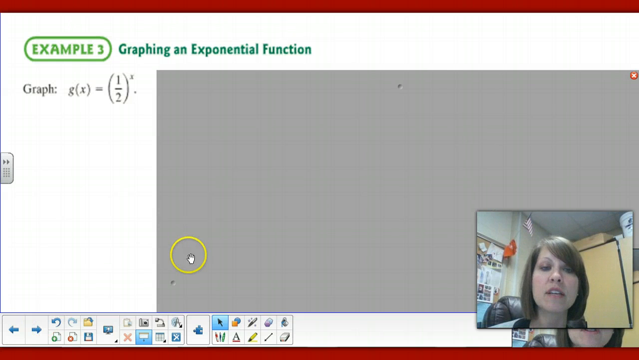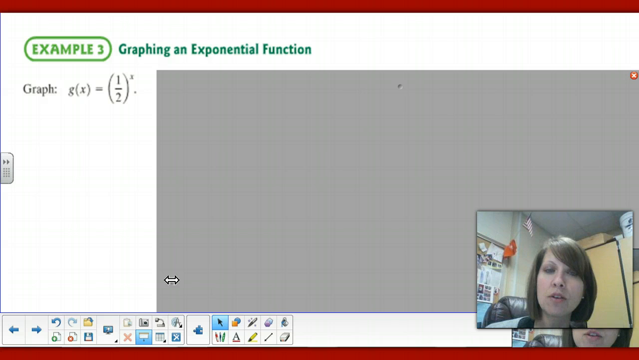Graphing 1/2 to the x power. Okay, so still you'll make a table. I haven't shown the table, but feel free to pause this and make your table and jot your points down and then play. You need to pause now if you're going to.